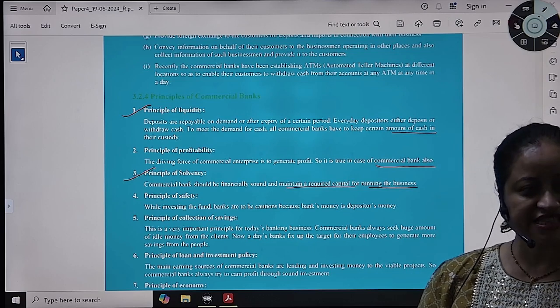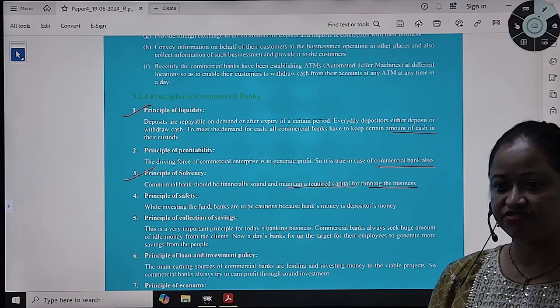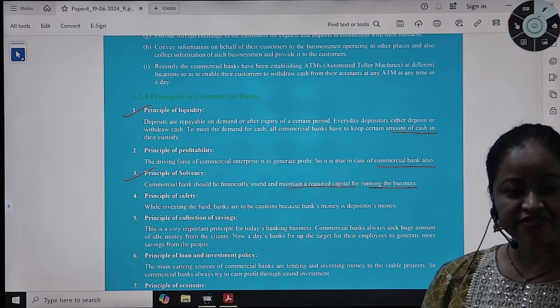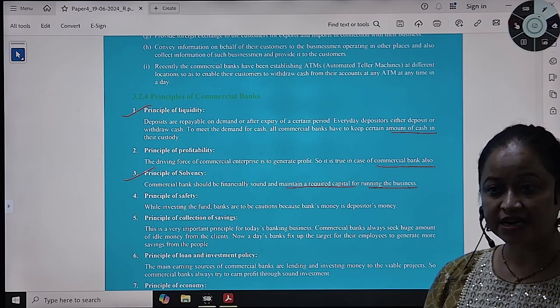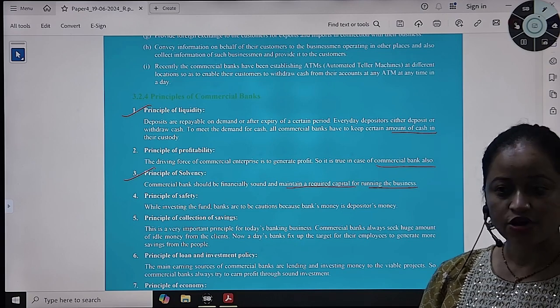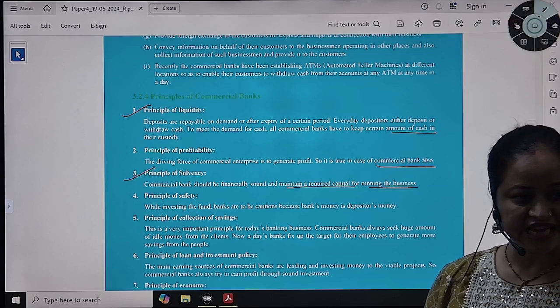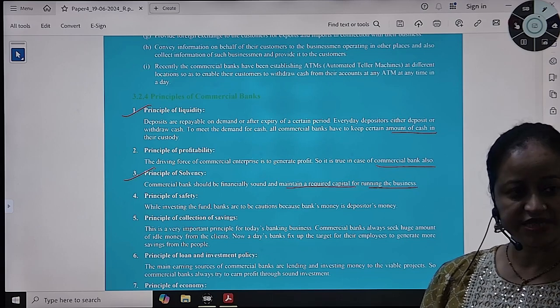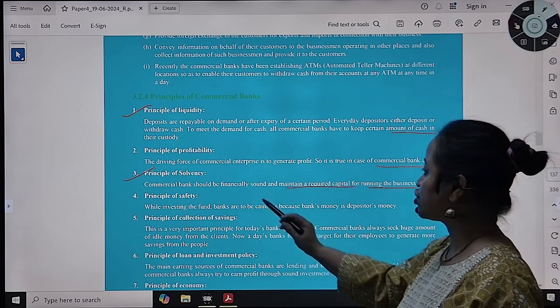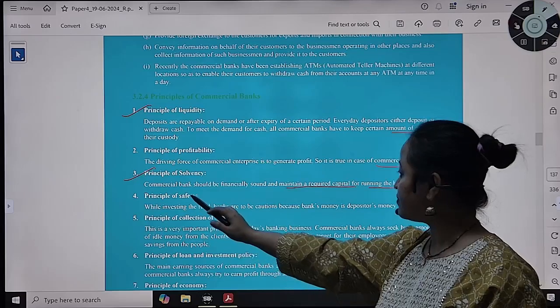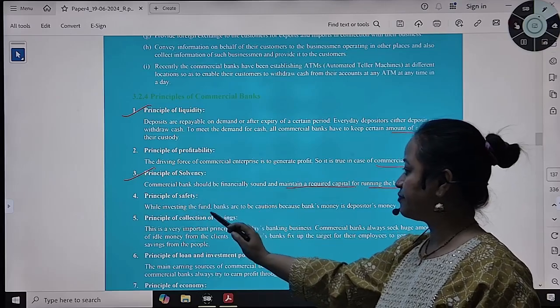It should not be like the bank is suffering from loss years after years. उन लोगों के पास इनफ कैपिटल होना चाहिए सो दैट दे कैन रन, दे कैन वर्क ऑन एवरी डे बेसिस. जो वर्किंग कैपिटल है, जो एवरी डे के एक्सपेंसेस हैं, दैट दे शुड बियर, ठीक है? सो दैट इज प्रिंसिपल ऑफ सॉल्वेंसी. नेक्स्ट आ गया आपका प्रिंसिपल ऑफ सेफ्टी.